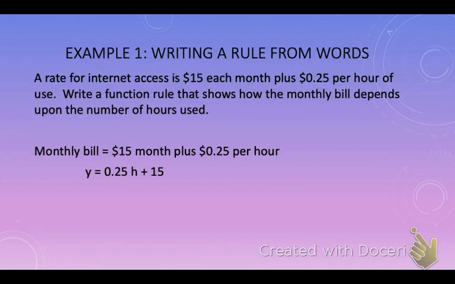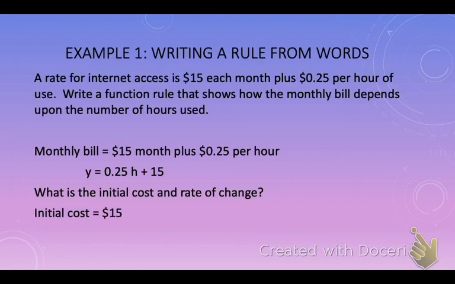Some other questions I might ask are, what was the initial cost and what's the rate of change? Going back to this, you can look at your y-intercept. So your initial cost was $15. And then you know your rate of change is your slope, and that's 0.25 per hour. Again, write all this down in your notebook, and we'll go over things tomorrow in class if you have questions.